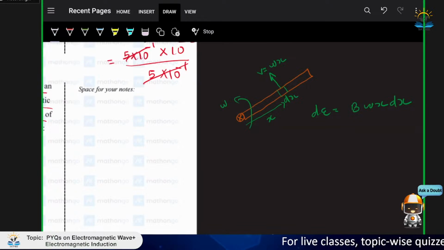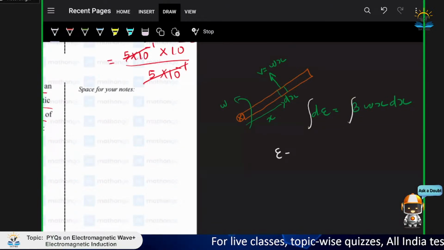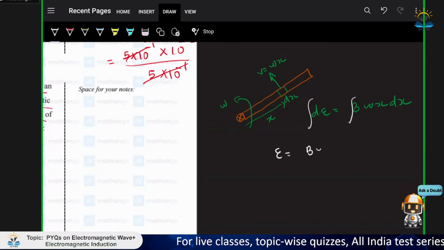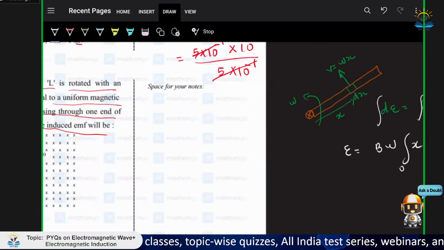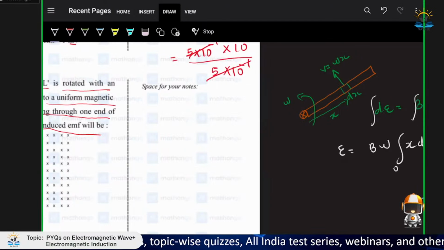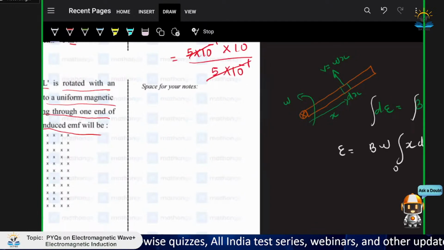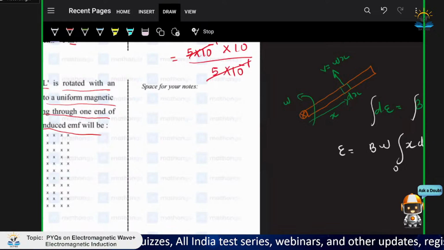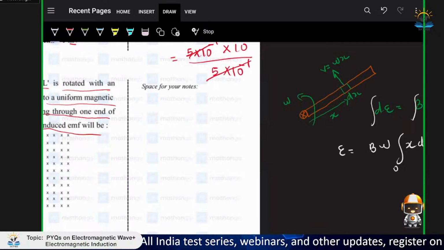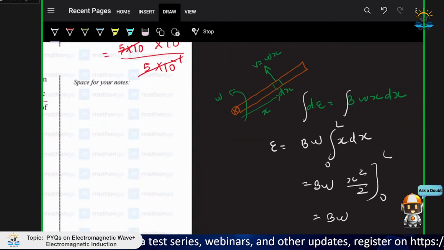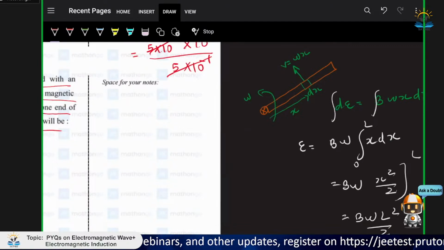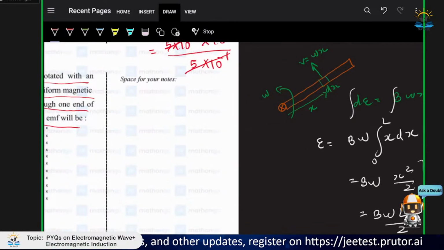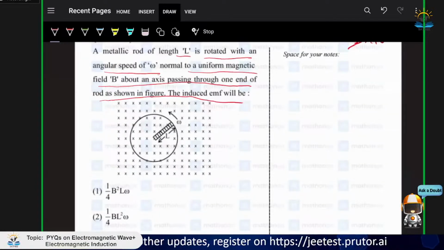So you have to integrate this to get the total induced EMF. That will be B omega integral x dx from 0 to the rod length L. So we get half B L square omega, half B L square omega.